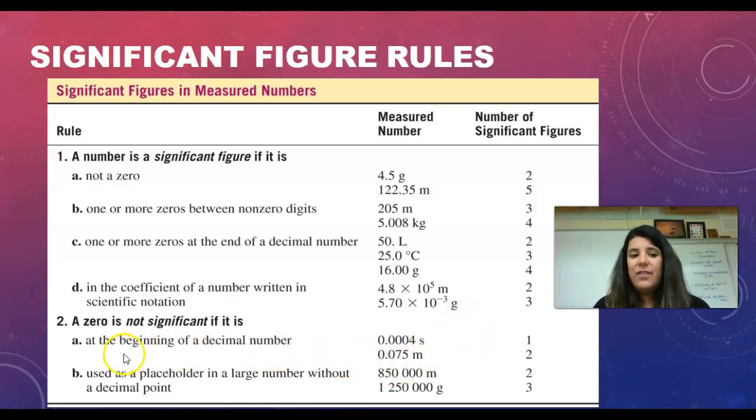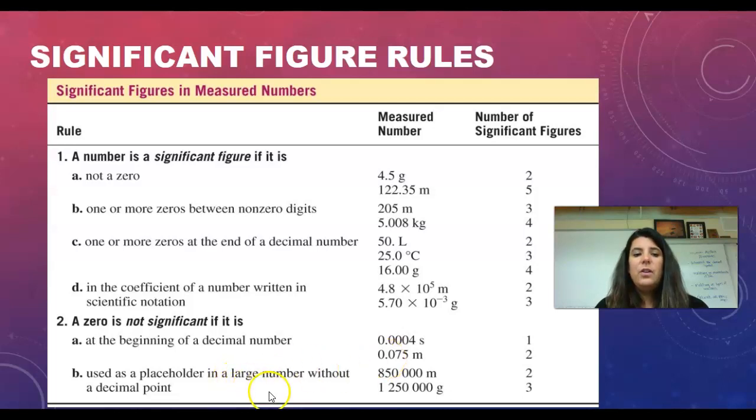So when is a zero not significant? It's not significant if it's at the beginning of a decimal number. So right here, 0.0004, all of those zeros are before the beginning of a decimal. So there's only 1 significant figure here, just the 4. Okay, 0.075. The only 2 significant figures are the 7 and the 5. The 2 zeros are not considered significant.